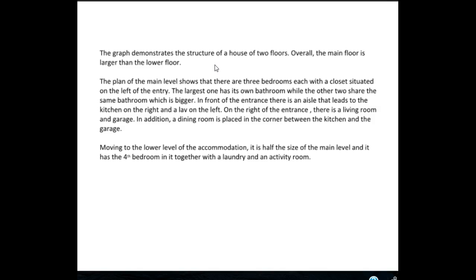Moving to the lower floor of the accommodation, it is half the size of the main level, and it has the 4th bedroom in it, together with a laundry and activity room.